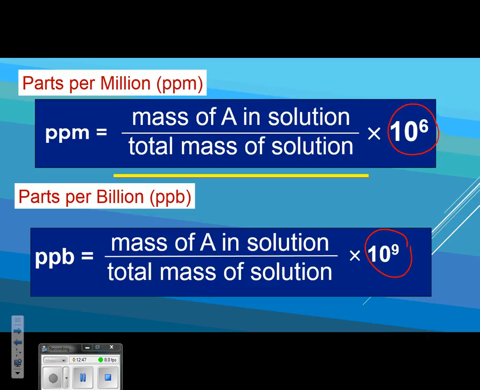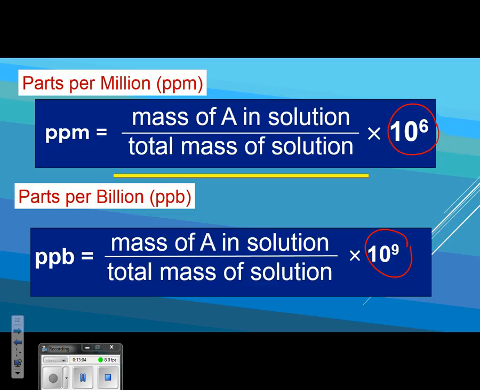Okay? So if it's parts per billion, if they say 10 parts per billion of lead in my water, I'm probably okay with that. I don't like any lead in my water, but 10 parts per billion is a lot better than 10 parts per 100, right? Okay? So we need to look at that.